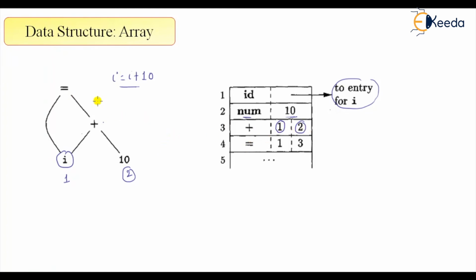And then we have an equal to, the third one is your equal to this part, and which has the first one as your I, and the next one has three, which is the new pointer declared over here.